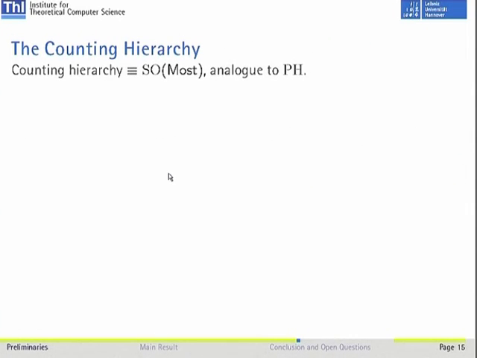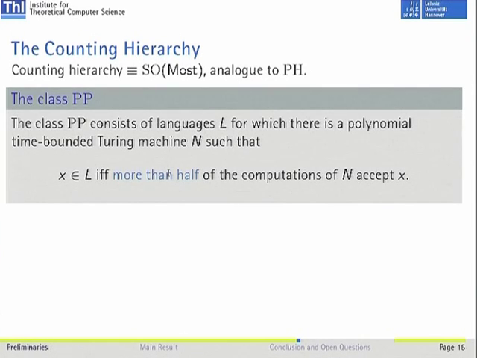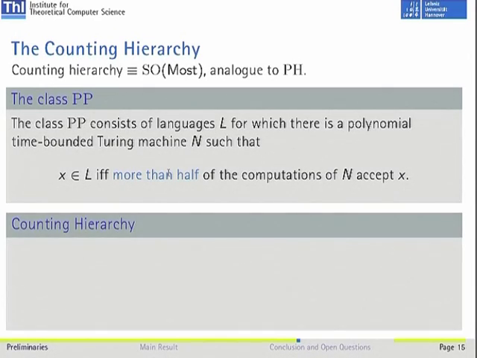Okay, the counting hierarchy. That's the analog to the polynomial hierarchy. And as a building block, we don't use NP, but we use PP. And the class PP consists of all those languages L for which there is a p-time Turing machine N such that x is in L if and only if for more than half of the computation paths of N, they accept x. So here again, there's this more than half hidden in it. And then the counting hierarchy is defined just like the polynomial hierarchy, where we have C_0 P is just P, and then the k+1th level is just PP to the kth level. And then the infinite union of all this is the counting hierarchy.